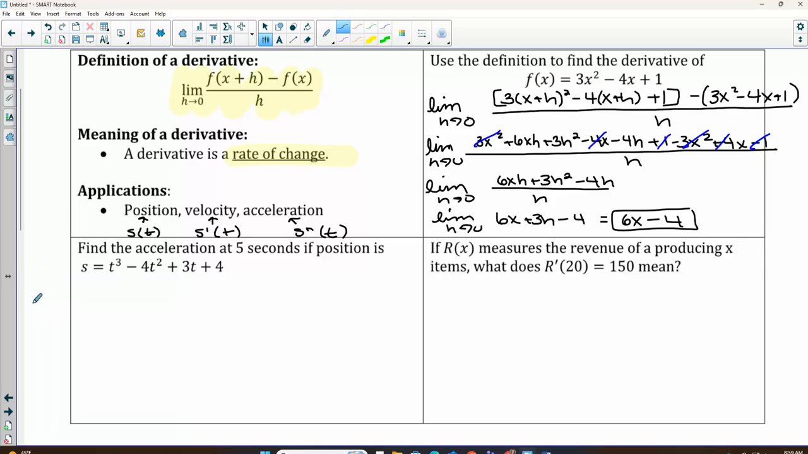Second one. Find the acceleration at 5 seconds if the position is given by this formula. Okay, in order to get acceleration, what do I have to do? Derivative. So if I do the derivative of this, it doesn't say definition, so we can use our shortcut. What would that give me? 3t squared minus 8t plus 2. Okay. What does this equation represent?